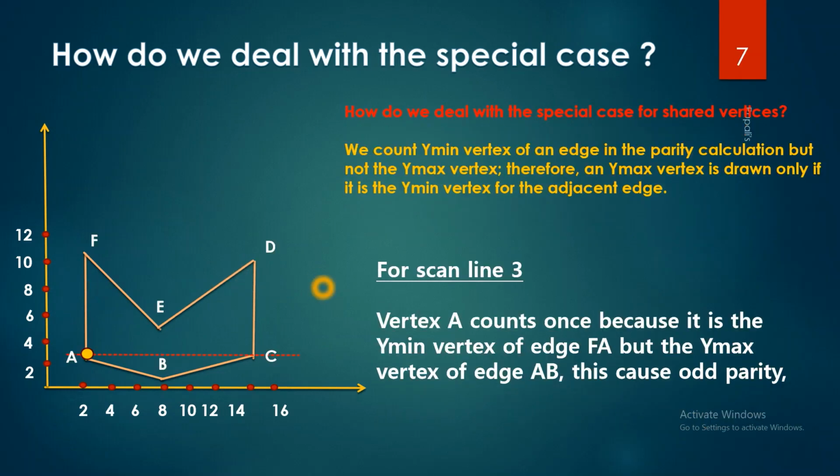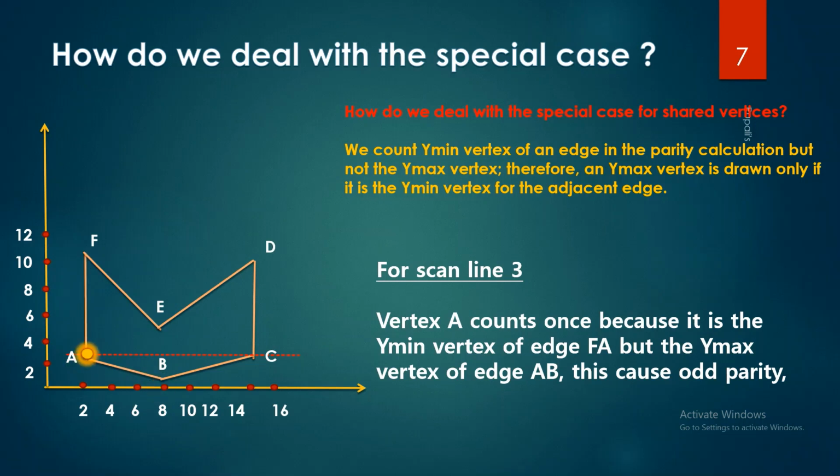Now, how do we deal with the special case for shared vertices? Here, we count the y-min vertex of an edge in the parity calculation but not the y-max vertex. Therefore, a y-max vertex is drawn only if it is the y-min vertex for the adjacent edge. See here vertex A. In the case of vertex A, it is the y-min vertex of the edge FA and the y-max vertex of the edge AB.